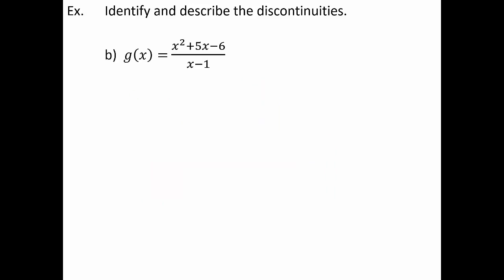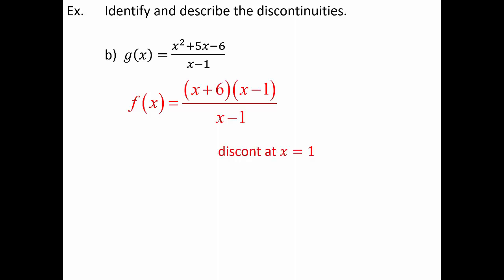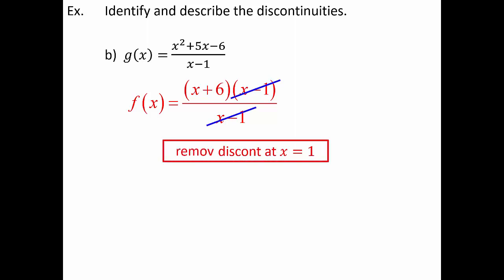Here's another one. Pause here, play when you're ready. Factoring the top, I get this. Factoring the bottom, it just stays as x minus 1. I only have one factor on the bottom, so I only have one discontinuity. Discontinuity at x equals 1. Because it cancels, it is a removable discontinuity.